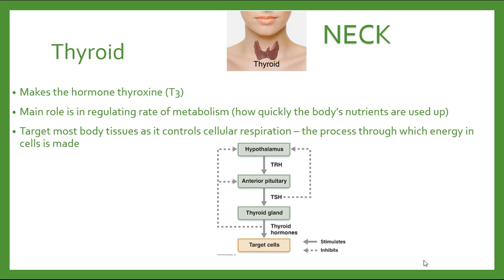So here is that pathway. The hypothalamus releases thyrotropin releasing hormone, which travels to the pituitary gland to make TSH, which will travel to the thyroid gland, which will in turn release T3. So TRH to the pituitary, which makes TSH to the thyroid, which makes thyroxine.